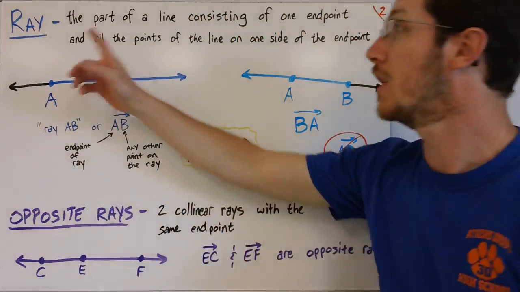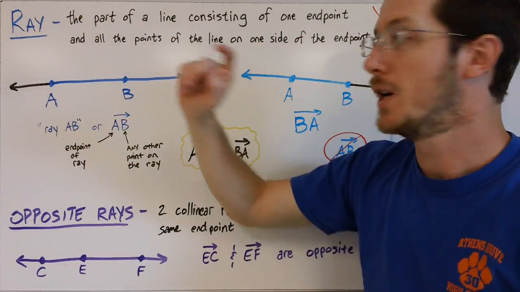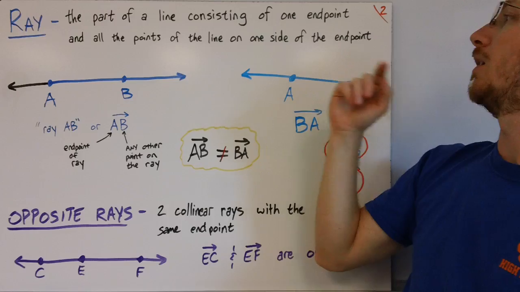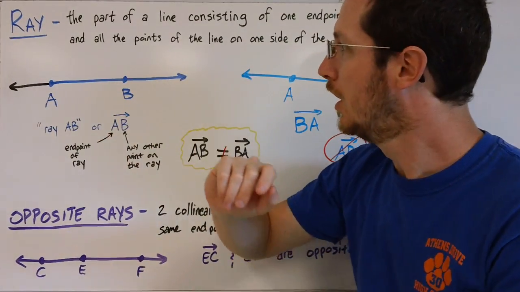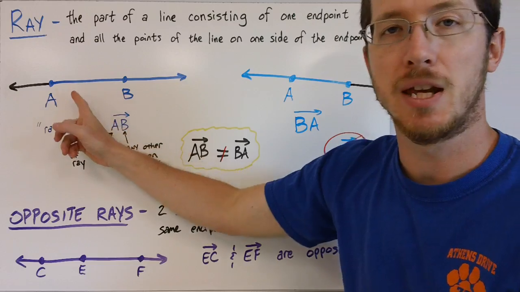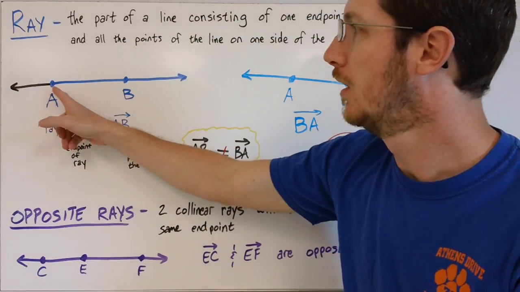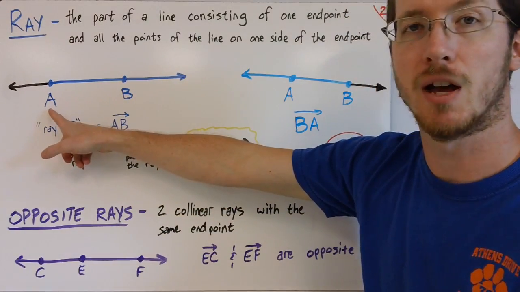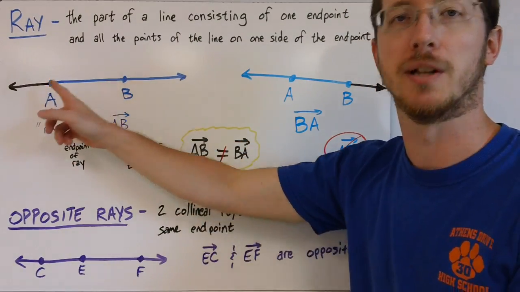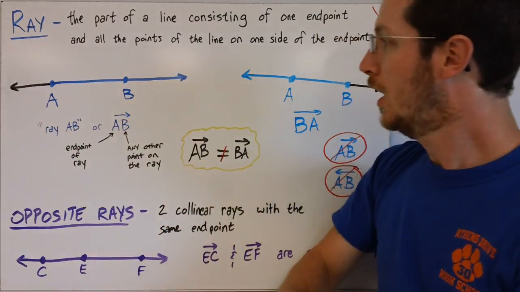Okay, next up, a ray. A ray is the part of a line consisting of one endpoint and all the points of the line on one side of that endpoint. Okay, we've got an example here. We've got ray AB in blue. Notice that it's part of a line, but it's only the part on one side of a particular endpoint. In this case, we've got the endpoint of A, and B is just some point on that ray. Okay, so we can call that ray AB.